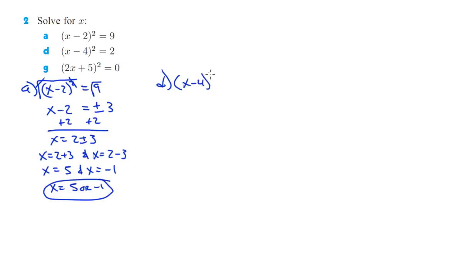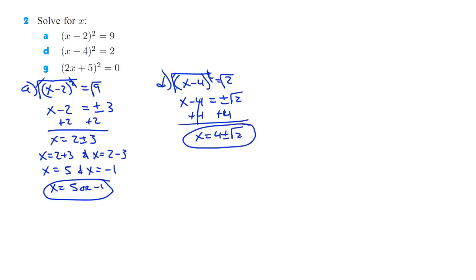D, same exact idea. x minus 4 squared equals 2. Square root both sides to get rid of the square there, and we have x minus 4 equals, and since this doesn't work out to be a perfect square, you can just leave it as plus or minus the square root of 2. Okay, so our last step is just to add 4 to both sides, and we get that x equals 4 plus or minus root 2. And you can just leave it like that. You don't have to figure out what that decimal is. You can if you want, but you can just leave it as 4 plus or minus root 2.